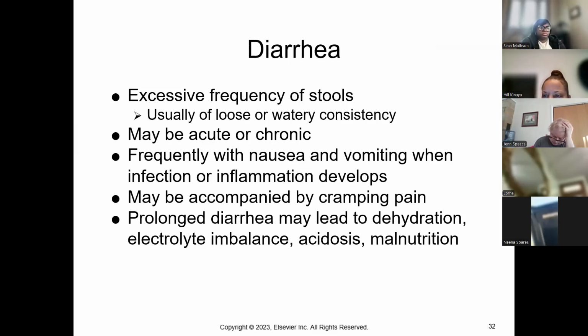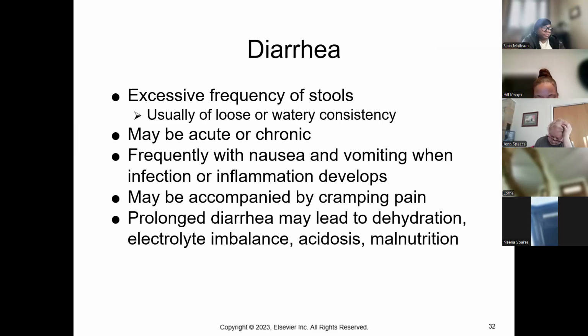Diarrhea, we have too many stools. They're usually loose or watery. Sometimes people have soft stool and they call it diarrhea. It's not really diarrhea. Usually diarrhea is going to be loose or watery, not just soft. It can be acute or chronic, and it can be accompanied by nausea and vomiting, especially if they have inflammation or infection of the digestive tract. Diarrhea sometimes will be accompanied by cramping pain.